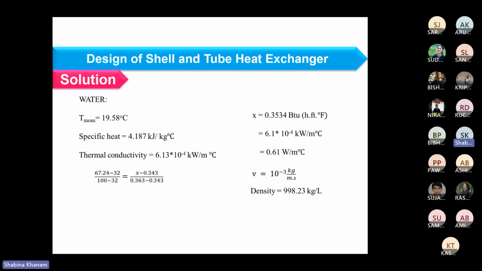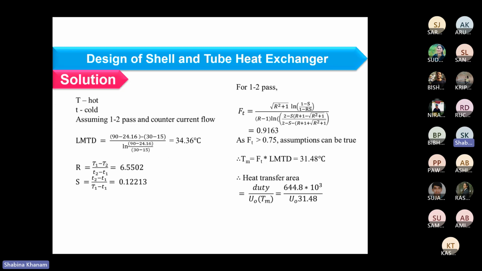Right. So in this way we can find out the properties of the fluids. Now the next step is to find out LMTD, and true LMTD. When considering LMTD, we need to assume the passes in the heat exchanger, and initially we can consider 1-2 pass, one shell and 2 tube pass, and we need to consider counter current flow. So LMTD you can find like this.